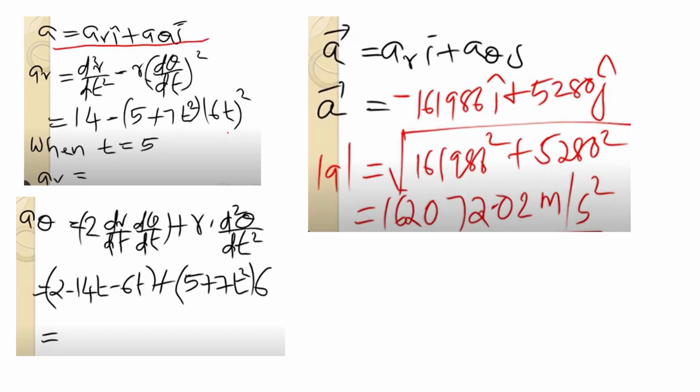Okay, now you can substitute these values in the equation. So, Ar becomes, what is Ar? Ar is equal to 14 minus, what is r? r is 5 plus 7t square, that is r into 6t the whole square. So, you can substitute the value of t here to find out Ar. Similarly, you can find out A theta also. You write down this equation, substitute the values and find out the value of A theta. Once you get Ar and A theta, you find out the acceleration with the help of this equation. So, A will be equal to, we will get this value.